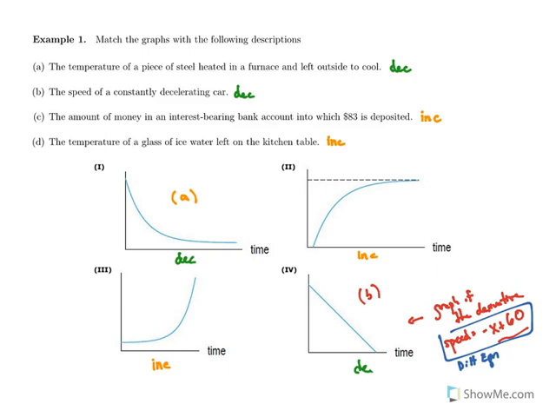The other two are increasing. They're doing so in different kinds of ways. The amount of money in an interest-bearing account is just going to keep on getting bigger and bigger. That's going to be part C. This is going to be some exponential equation, similar to this exponential decline. And this last one here is going to be part D, and this is going to be more like logarithmic. The temperature is going to approach room temperature in some way.